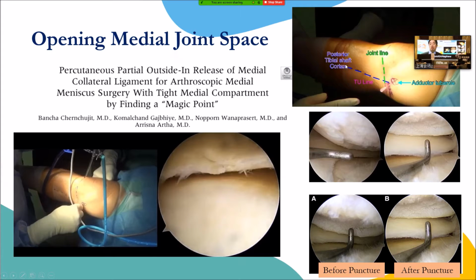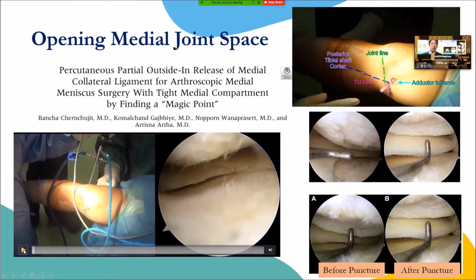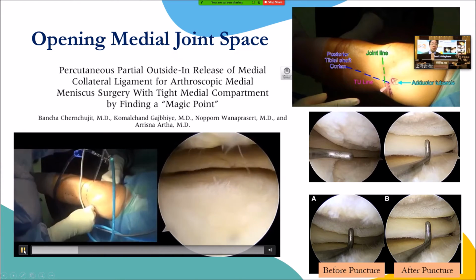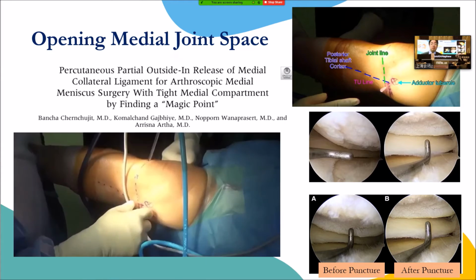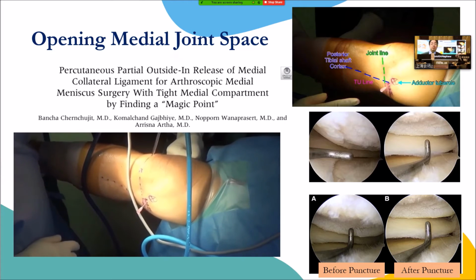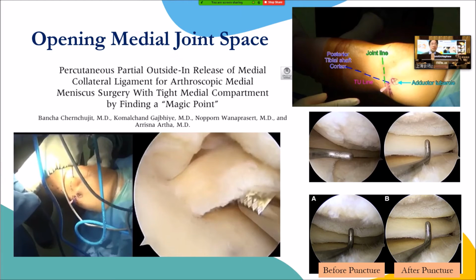You draw a line from the posterior cortex connecting to the adductor tubercle. The point is about 1.2 centimeters from the joint line. We call this the TU line. From this line, if you touch the point, the joint will open suddenly and you can hear the pop sound. Look again. This is one patient. I put the needle in and just touch this magic point. You see, it suddenly pops. You can hear the pop, and your assistant can hear it too.